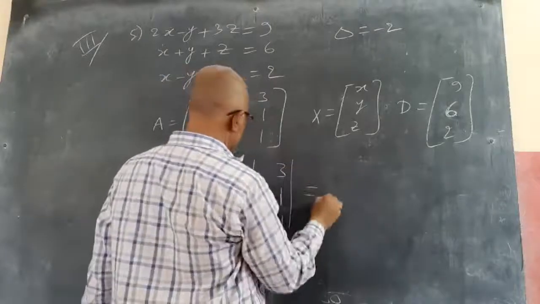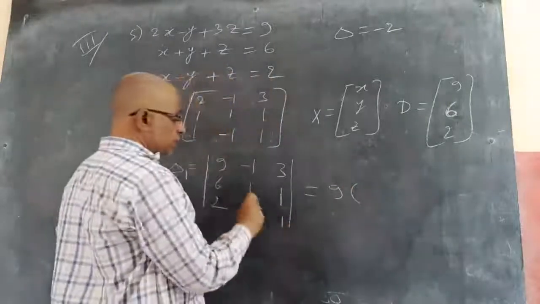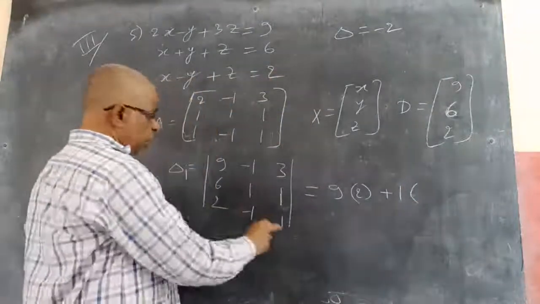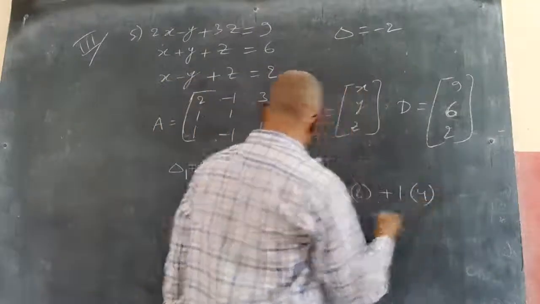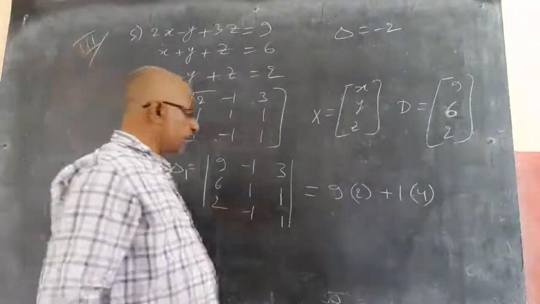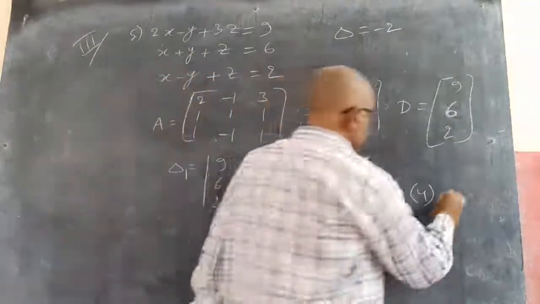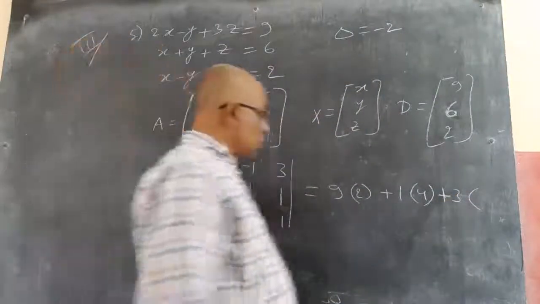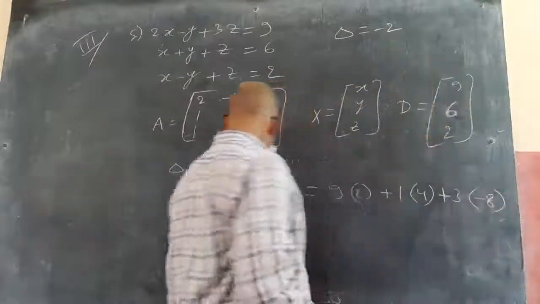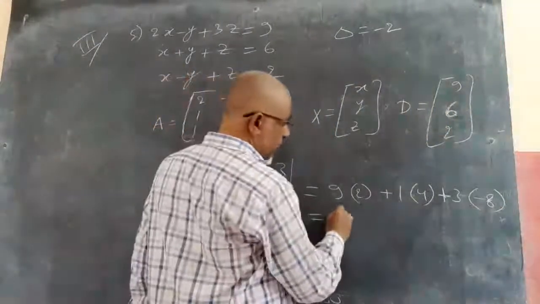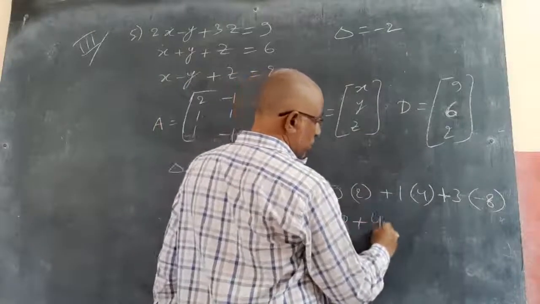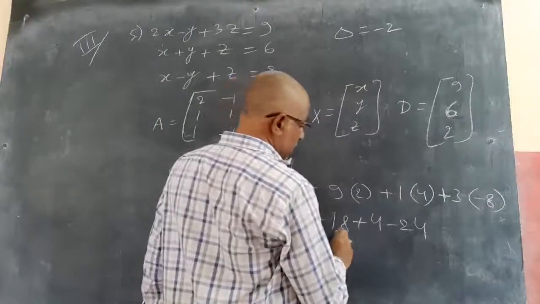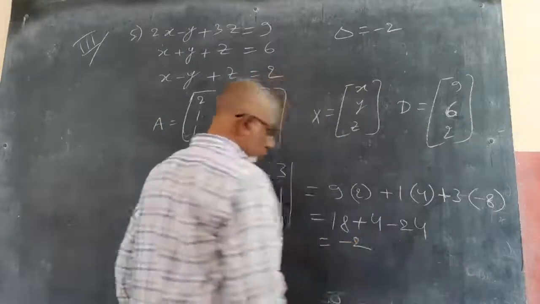Now, how can I find that? 9 into its cofactor, 1 plus 1, 2. Minus of minus plus 1 into 6 minus 2, 4; 6 minus 4, minus 2 is 4. Next, plus 3 into its cofactor, minus 6 minus 2, minus 8. 9 twos are 18, plus 4, minus 8 threes are 24. So it gives me 22 minus 24, minus 2.